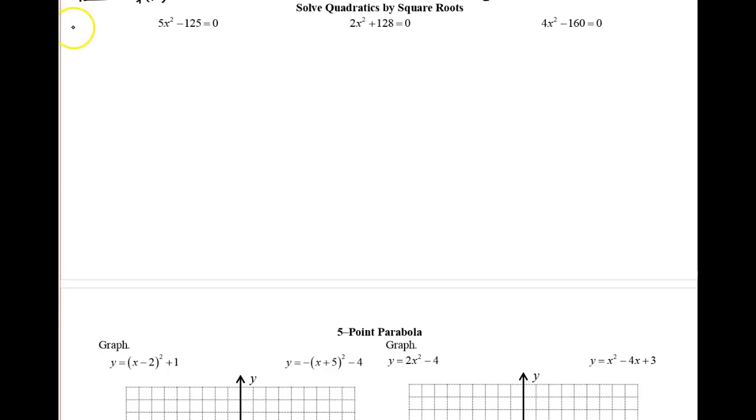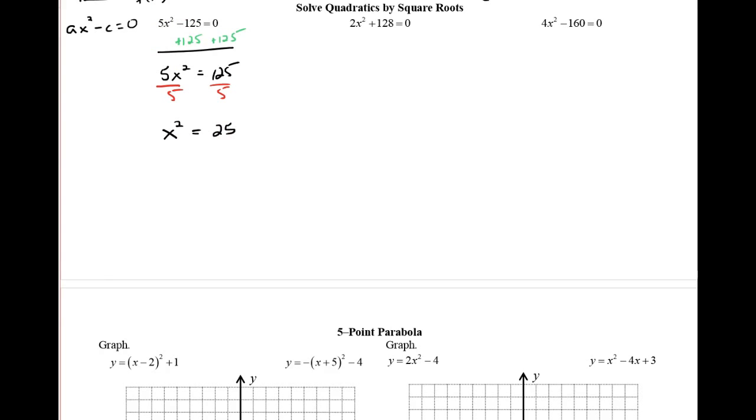So when we have an equation and there's no middle term, there's no bx term, if we move the c over, like in this problem, if we add the 125 to both sides, this is going to allow us to solve it using square roots. And so we get 5x squared equals 125. Divide both sides by 5. And so I get x squared equals 25.